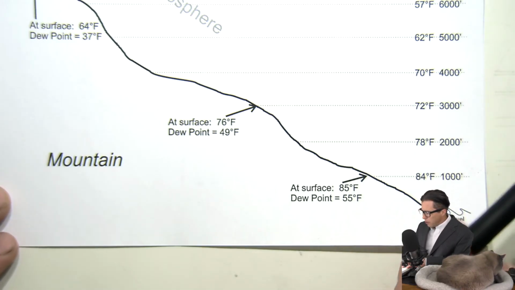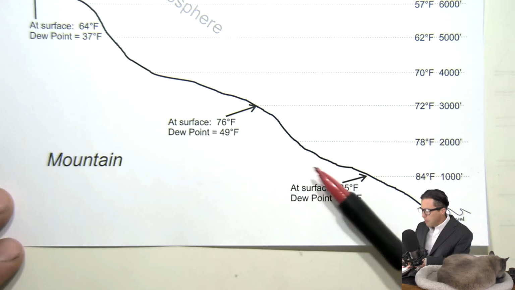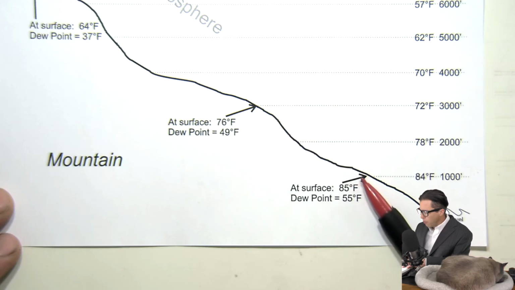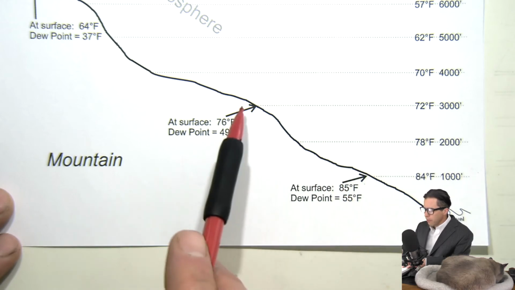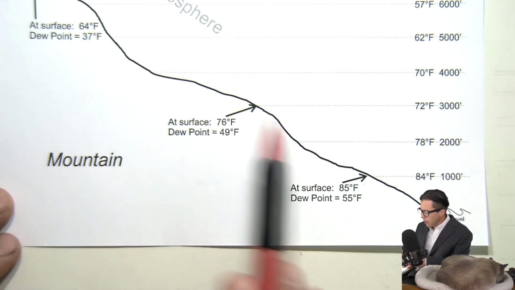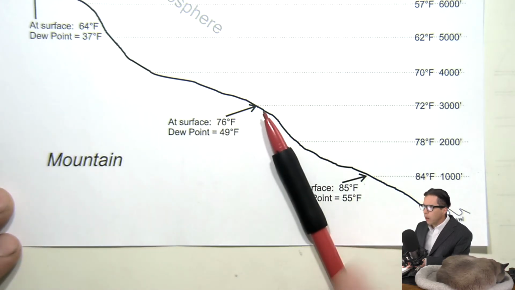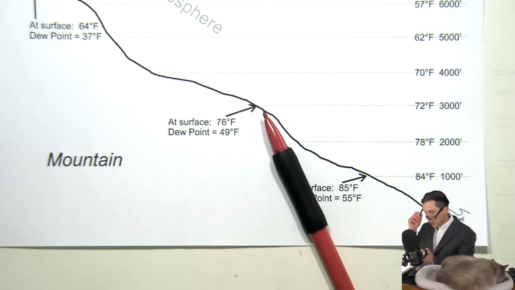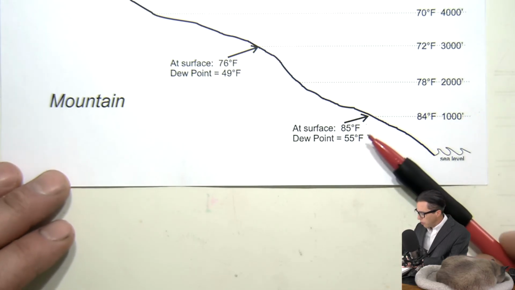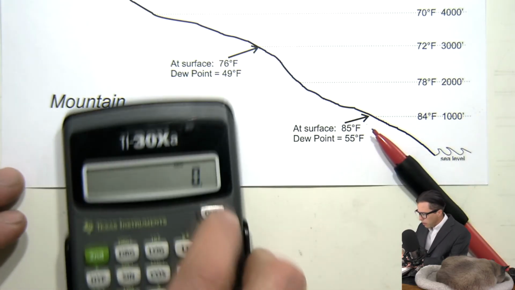Now, we'll talk more about this in a future lecture, but when you have a mountain that's sticking up in the atmosphere, the surface of the mountain will warm faster than the air. So we've got 3 locations here where we know the conditions at the surface, the temperatures and the dew point of the air at the surface of the mountain. And the question is, will the air at those 3 locations rise? And if it does rise, will it eventually form a cloud? So what I'm going to do here is start with the one on the right and get a calculator.